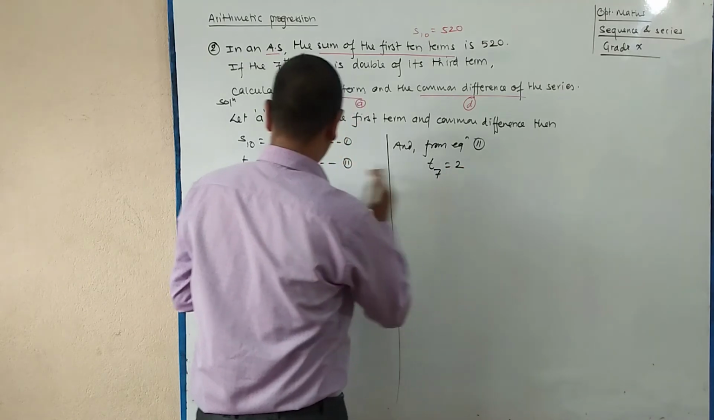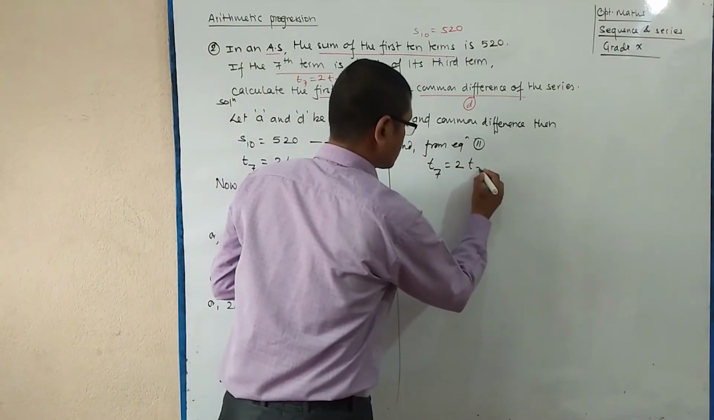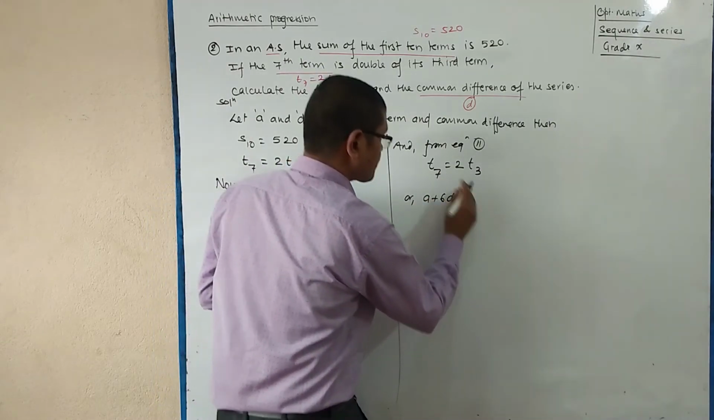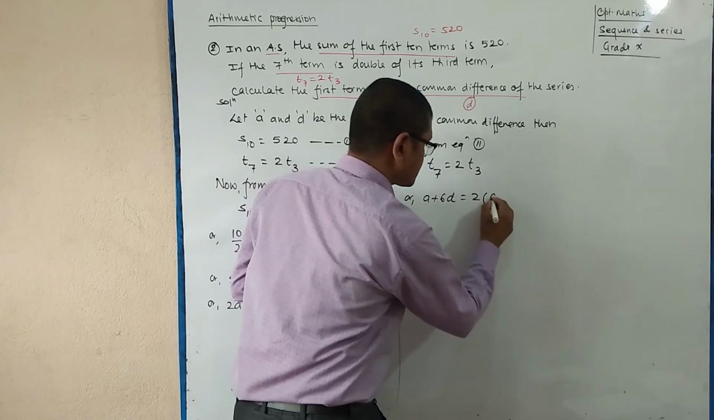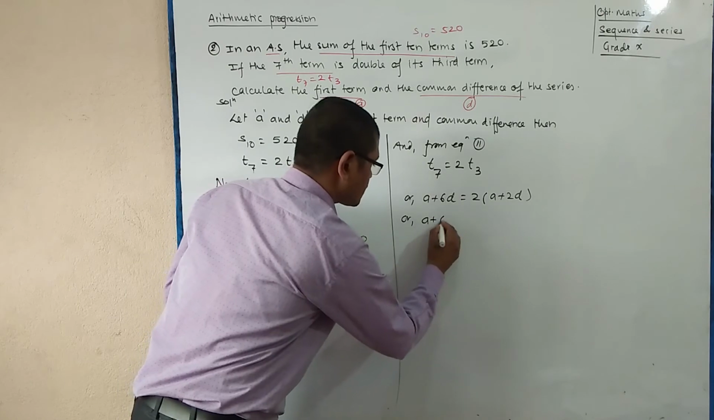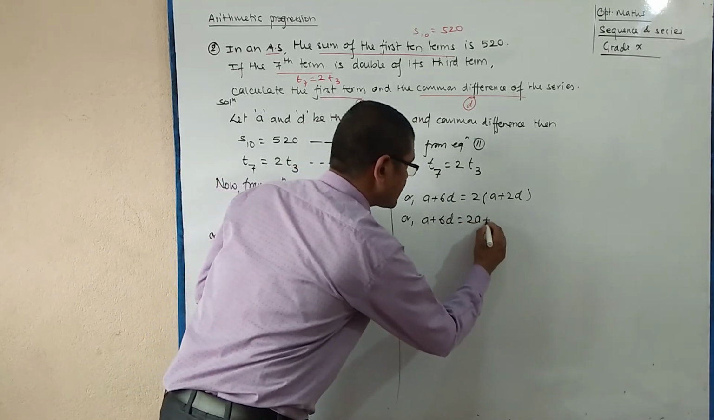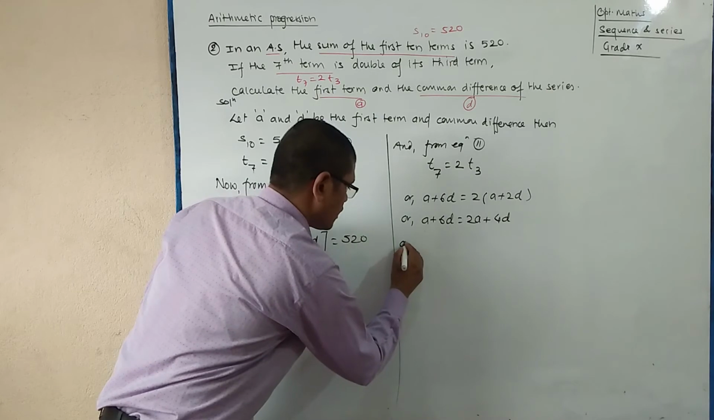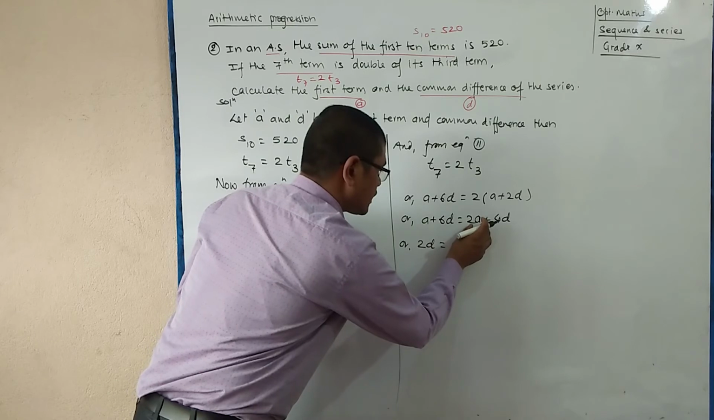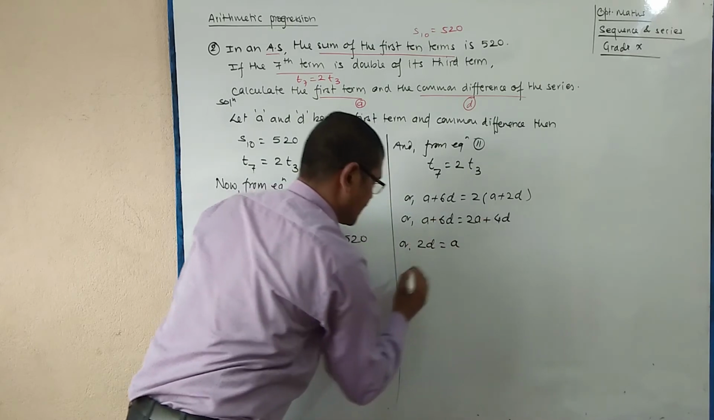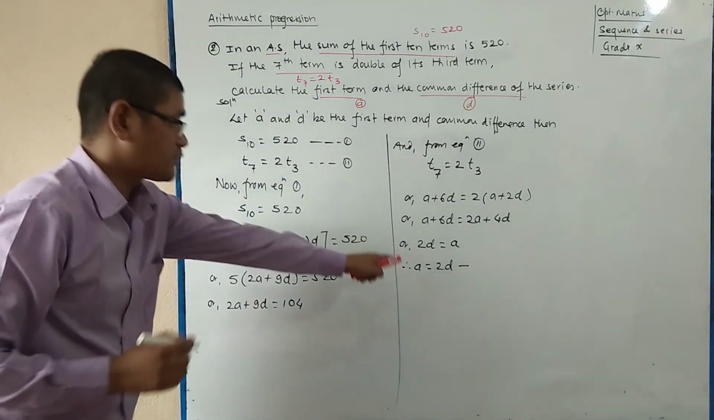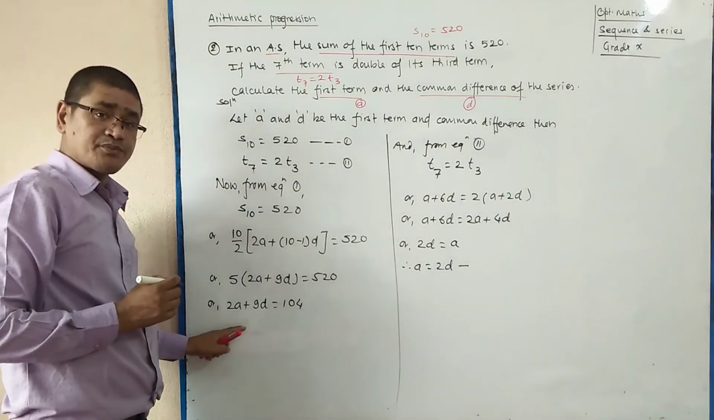T7 equals double of the third term. T7 means a plus 6d, and here 2 times T3 means 2 times (a plus 2d). So a plus 6d equals 2 times (a plus 4d)? No, as stated: a plus 6d equals twice a plus 4d, or 6d minus 4d means 2d, twice a minus a means a, therefore a equals twice d. This will be easier. If we substitute this value here, it looks nice.